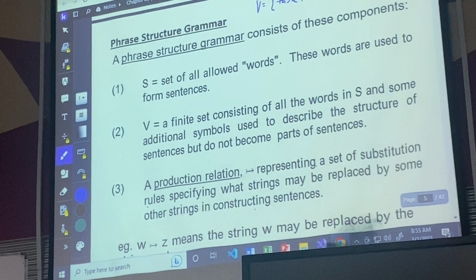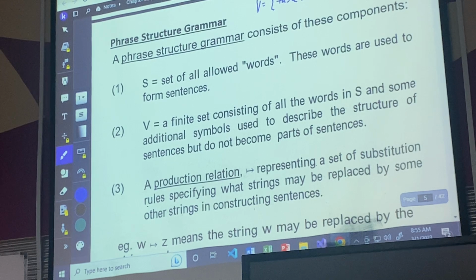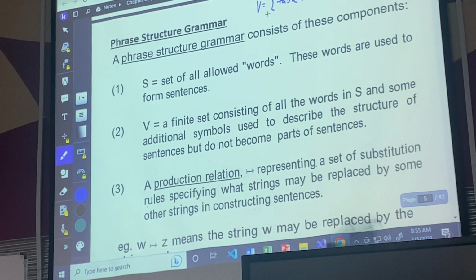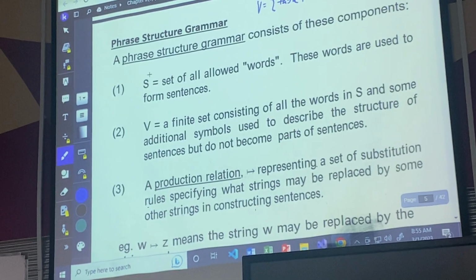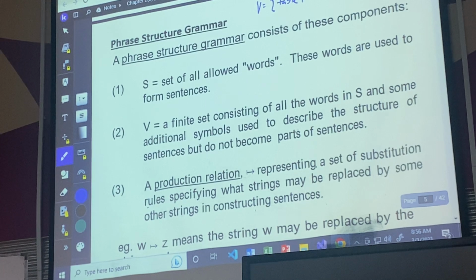You won't write this in your sentence, isn't it? But you know that there is a verb and there is a noun in your sentence, right? So these two are words inside the set V, but they will not be used to form a final sentence. Understand? So set S will only consist of table, chair, shout loudly, all the words used to form the sentence. That is set S. V will include some words like this, which we cannot use in the final sentence. Understand? That is the difference between set S and set V.